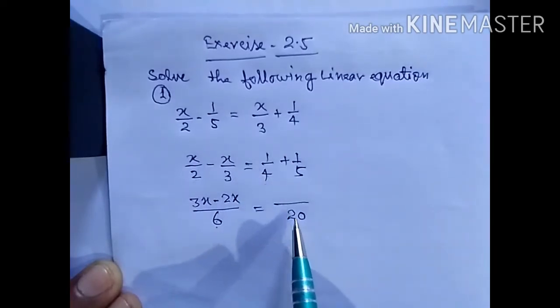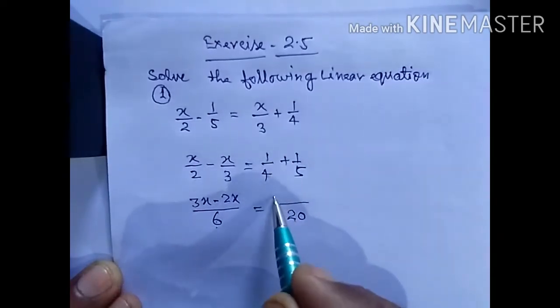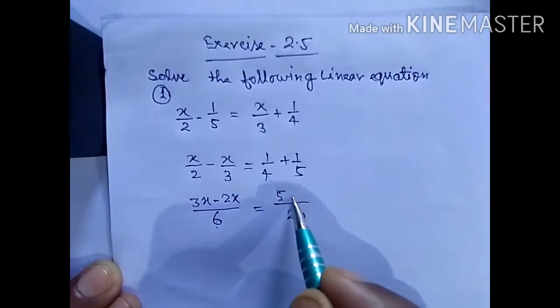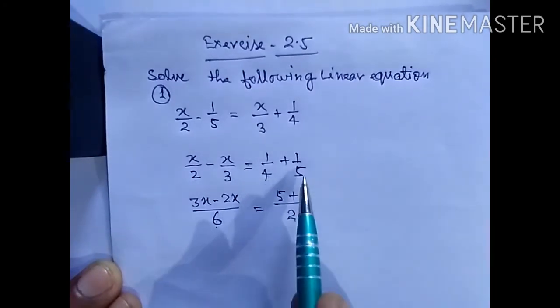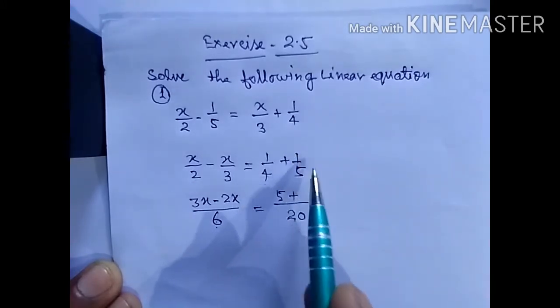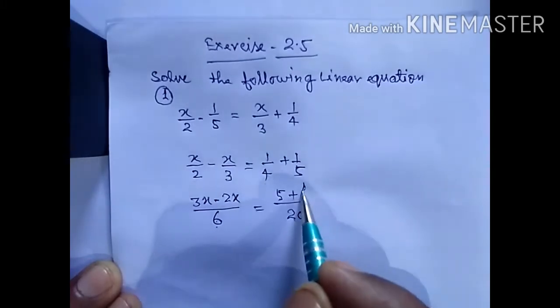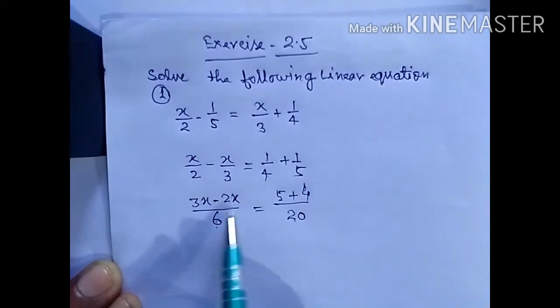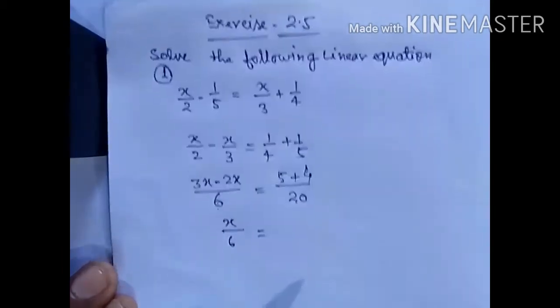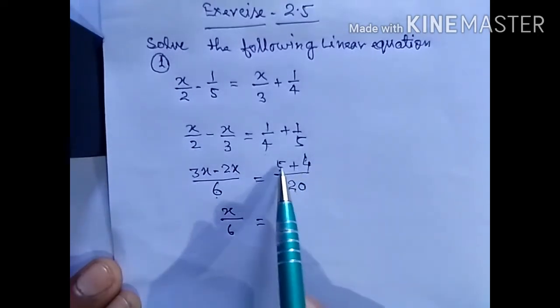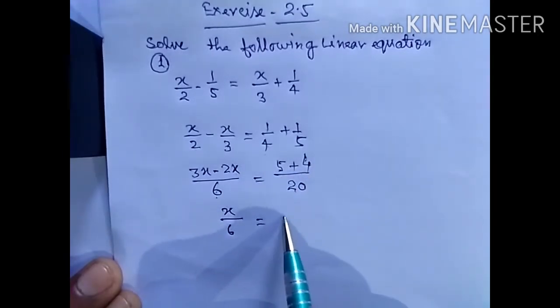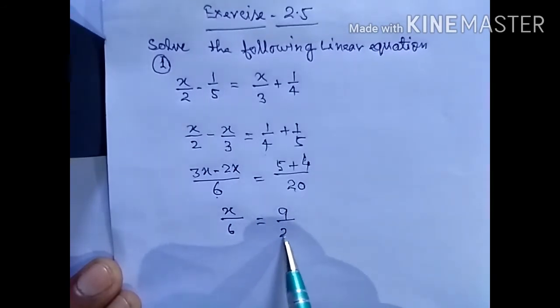Now 4 5s are 20, so we multiply this numerator by 5: 5 1s are 5. And plus, this one, 5 4s are 20, therefore we multiply this fraction by 4: 4 1s are 4. Now we subtract 3x minus 2x, that is x. x by 6 is equal to 5 plus 4, that is 9, so this will be 9 by 20.